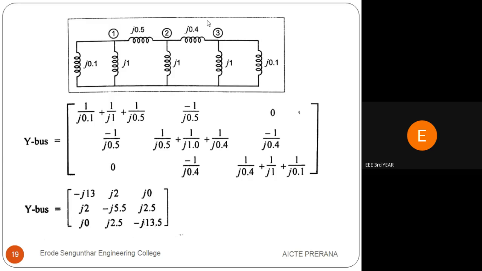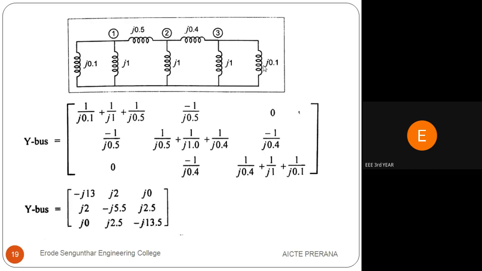Go to the next row, that is y31. There is no connection between 3 and 1, so consider 0. And y32 value we already know, that is minus 1 by j0.4. We have to take it into account. And y33. In y33 totally 3 elements are connected. So we have to add these 3 elements, that is j0.4 plus j1 plus j0.1, with the reciprocal.